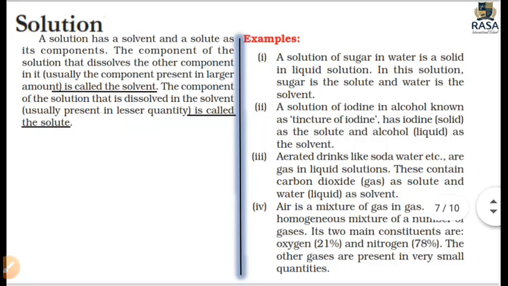For example, a solution of sugar in water is a solid in liquid solution. In this case, sugar is a solute and water is a solvent. Second, a solution of iodine in alcohol, known as tincture of iodine, has iodine as a solid solute which dissolves in alcohol, which is a liquid. Here iodine acts as a solute and alcohol acts as a solvent.